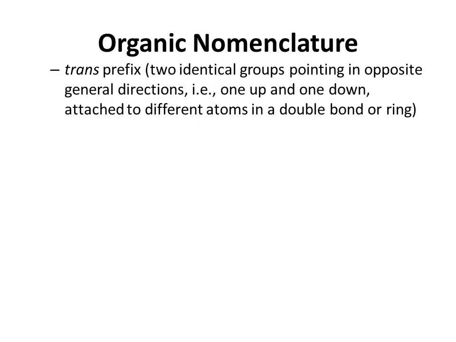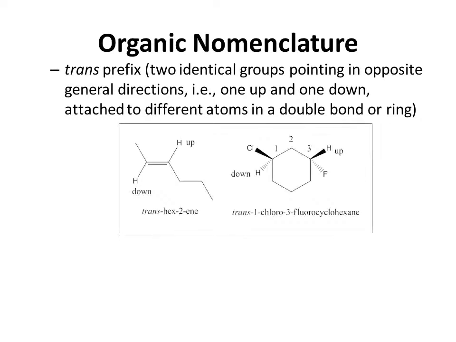The trans prefix refers to two identical groups pointing in opposite general directions, that is, one is up and the other is down, attached to different atoms in a double bond or ring. So in our examples, we have 2 hydrogens, one on each carbon of the double bond, one pointing down, one pointing up, and that gives it a trans orientation. The name is thus trans-hexene.